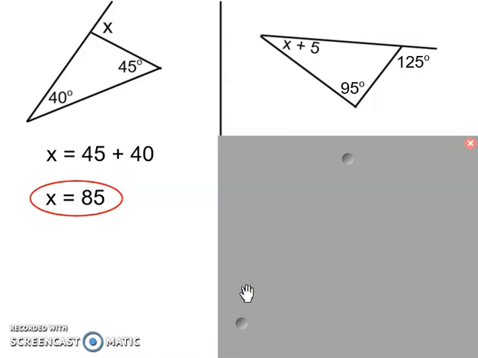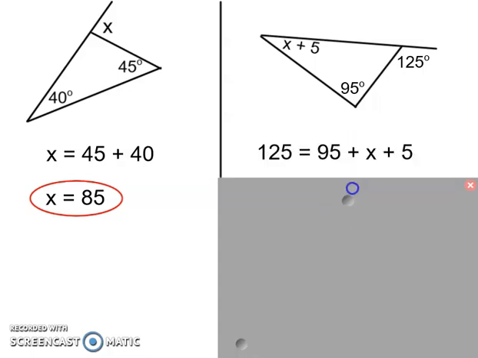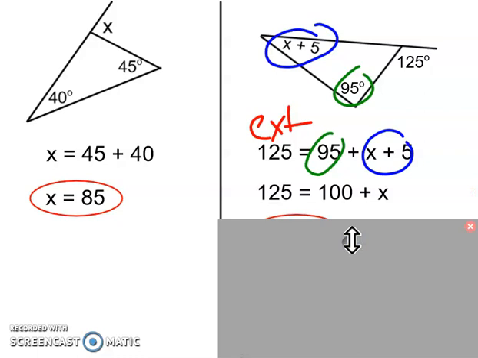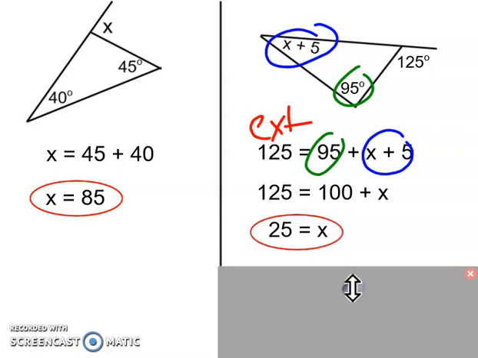Okay. On the right-hand side, it's a little bit more complicated, but it's the same general concept. You have an exterior angle of 125 and the two remote of x plus 5 and 95. So we're going to set it up as 125, our exterior, is equal to the two remote interiors, 95 and x plus 5. And then we are just going to solve from there. So we combined our like terms. We get 95 plus 5 is 100. We subtract 100 on both sides, and we get 25.